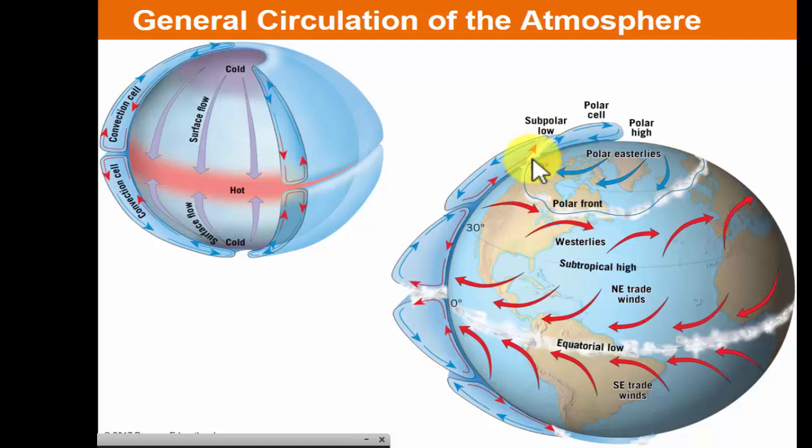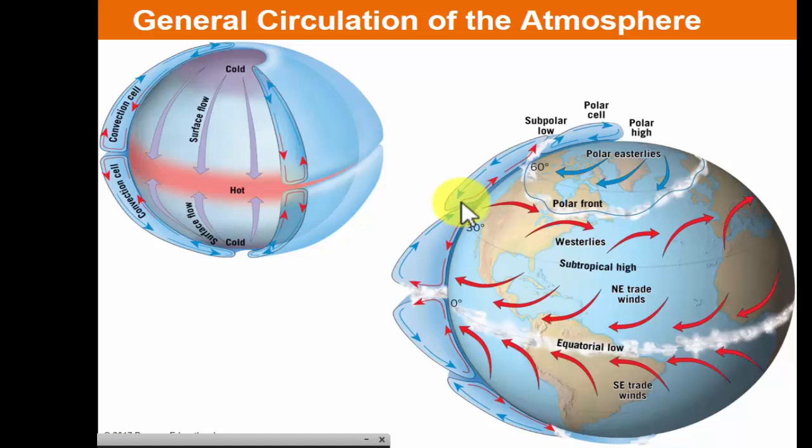So you effectively have three cells. Two of them are thermally driven: hot air rising, cool air sinking, and then rising. And so the polar cell and our Hadley cell, I don't know that this is identified as a Hadley cell, but that's what it's called.